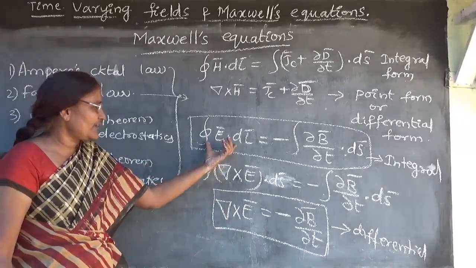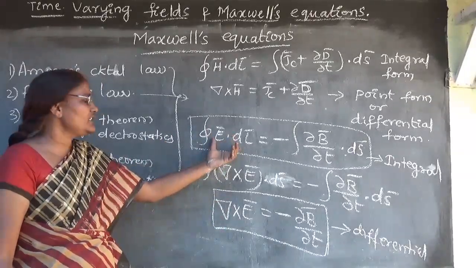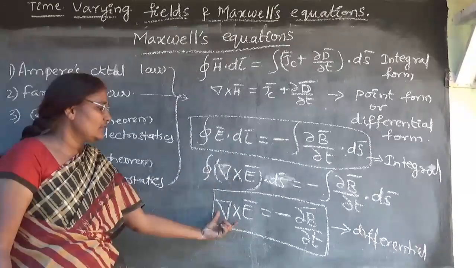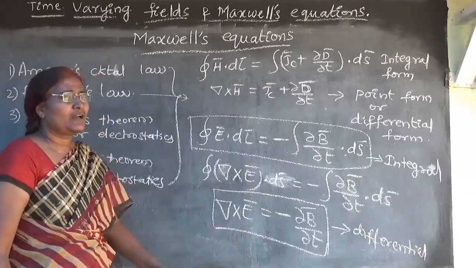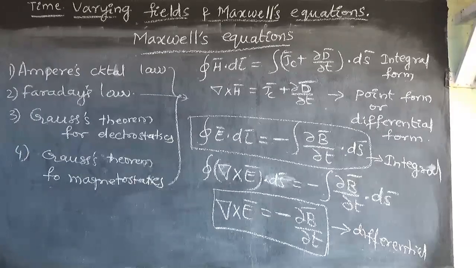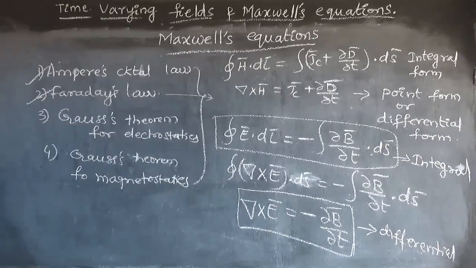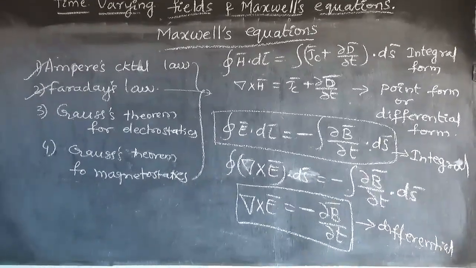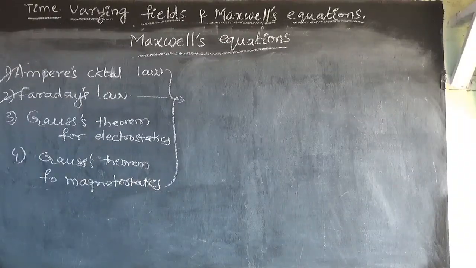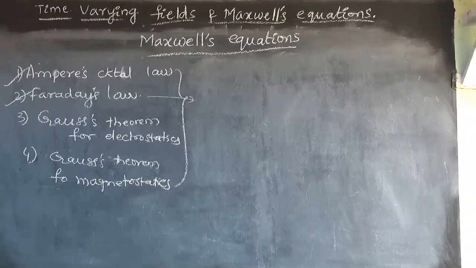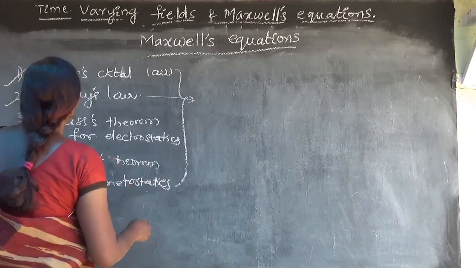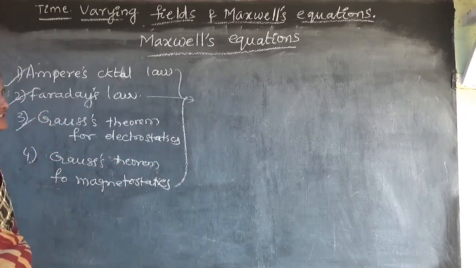How do we get this equation? This is nothing but Faraday's law. So from Faraday's law, we can derive this point form of Maxwell's equation. So this is the second Maxwell's equation. We have seen two Maxwell's equations. So we go for the third Maxwell's equation.